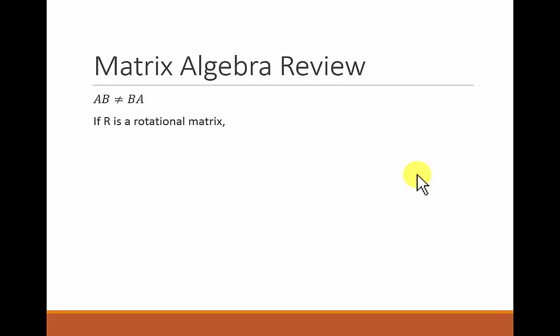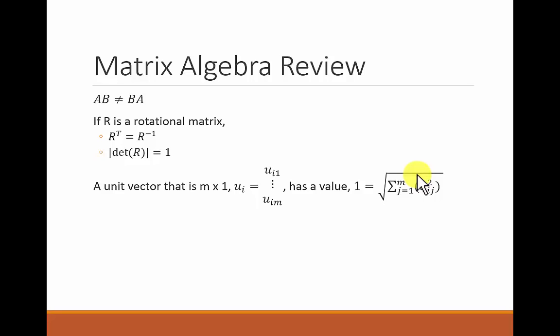Hopefully you remember that. Let's say R is a rotational matrix. Here are some principles about rotational matrices. The transpose is equal to the inverse. The determinant is equal to 1. And it's composed of unit vectors, and the definition of a unit vector is that the square root of the sum of the squares of the elements of the vector is equal to 1.